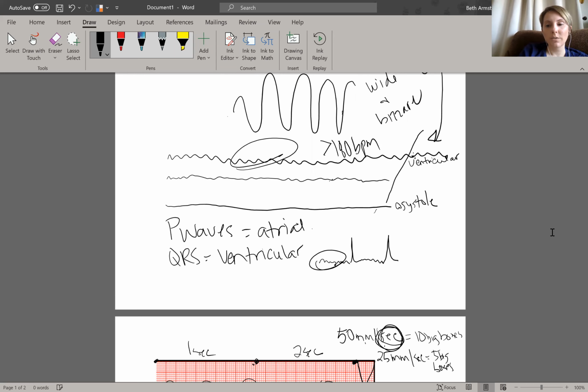ventricular fibrillation, right? That's ventricular fibrillation. And this is atrial. So this would be atrial. And if it looks very similar to this, and this and this look very similar, and it's just opposite, what would this be?